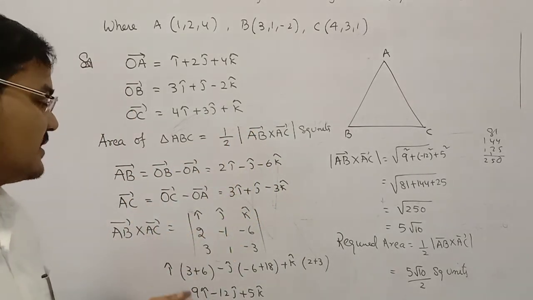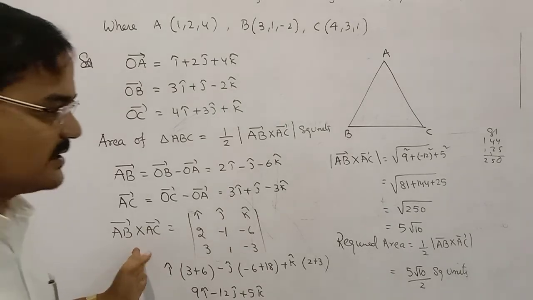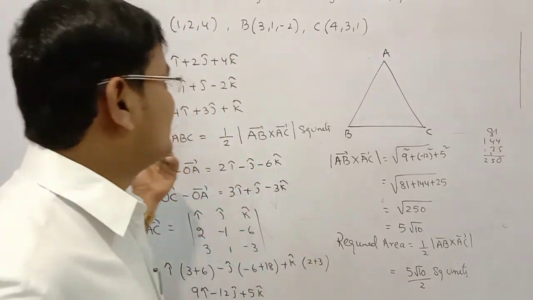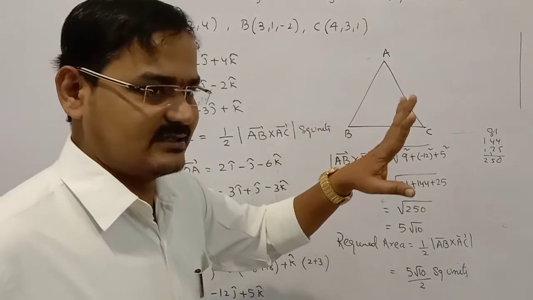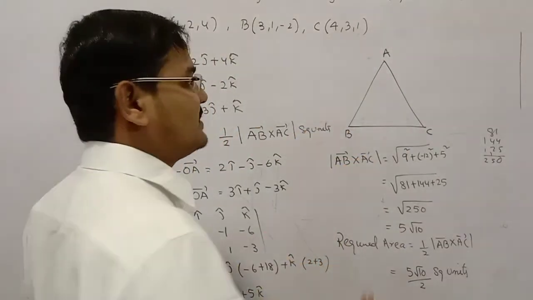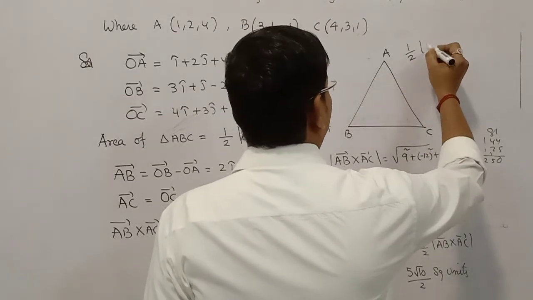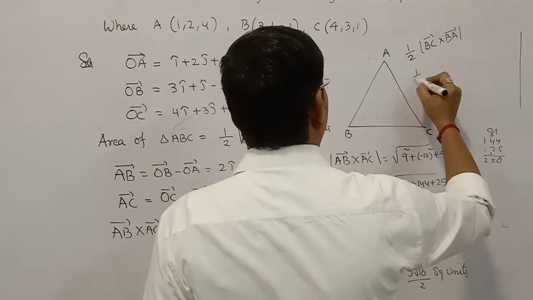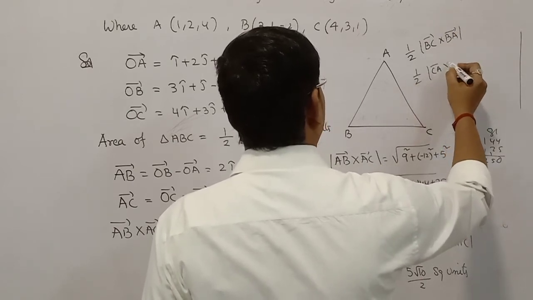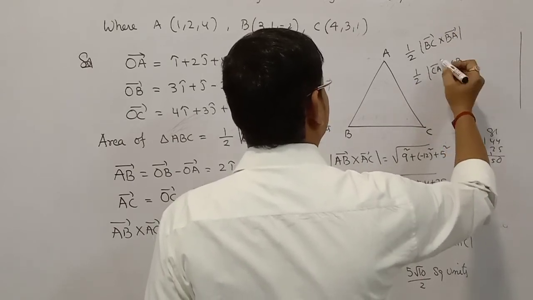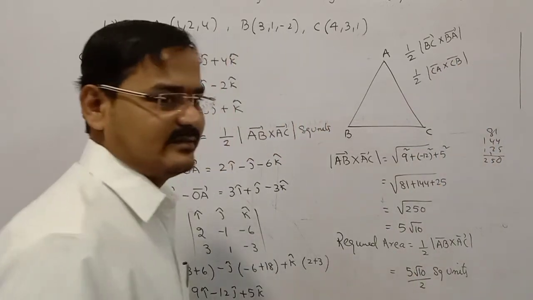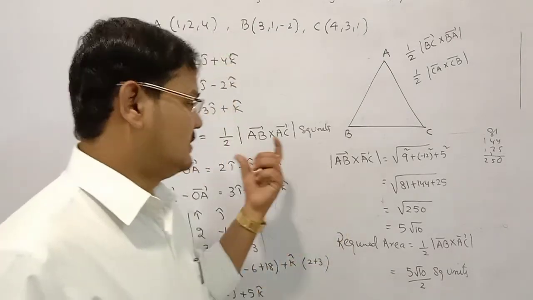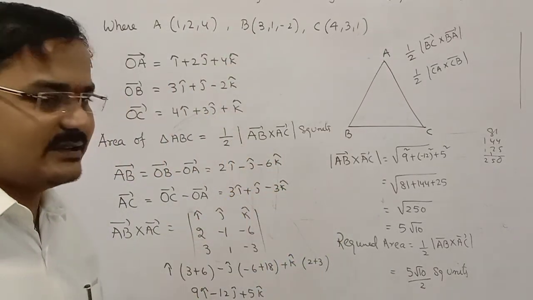After that, determine the net value using the cross product, then the magnitude, and you get the required area. If you find it with BA and BC also, the same answer will come. You can go for this formula also, half into BC bar cross BA bar, or half into CA bar cross CB bar. Go for any one of these two formulas, because you get the same answer. Once, for checking purposes, you can go. If you want to do learning, you can go for this one.